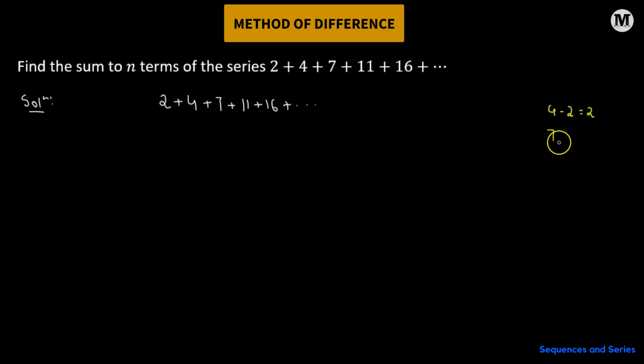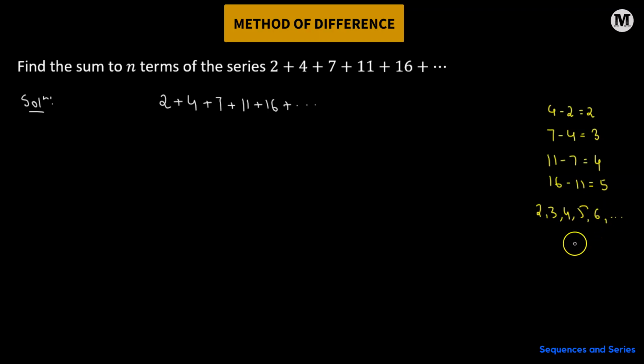Coming to the third term of the series, that's 7. From here, we subtract the second term, 4, which gives us 3. Then we take the fourth term and subtract the third term from it, giving us 4. And then 16 minus 11 gives us 5. Now here we can observe 2, 3, 4, 5. Clearly, the next number in the sequence is going to be 6.